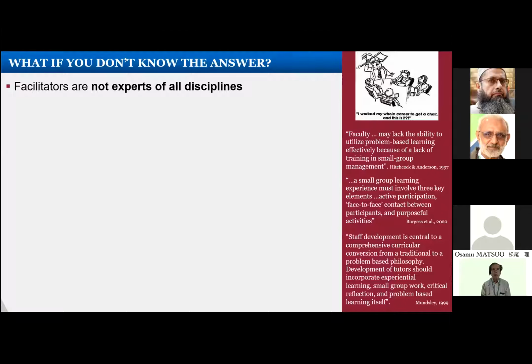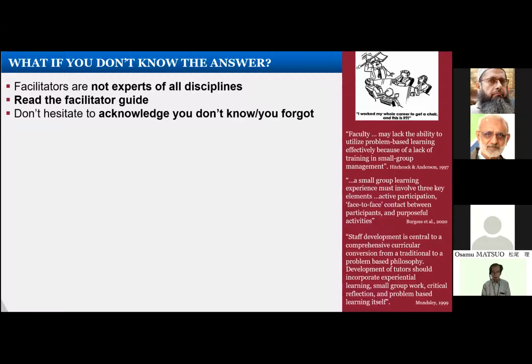And as the facilitators become clinicians, they know more of the clinical and they don't know the basic sciences, most of them. Sorry for that. So you're not responsible to have the knowledge of all the things, but you are provided with the facilitator guide. So it's good to read the facilitator guide to get some confidence. Don't hesitate to acknowledge that you don't know or you forgot. Be a part of the team to search for an answer together.